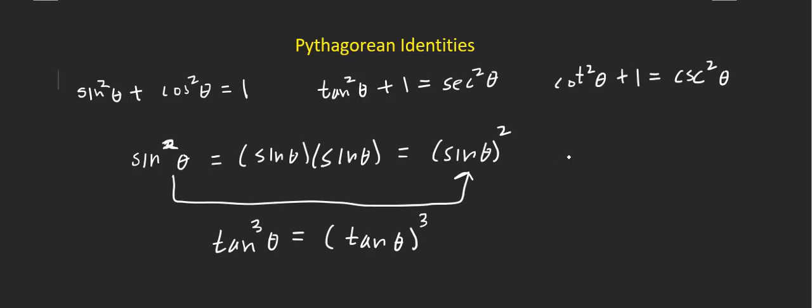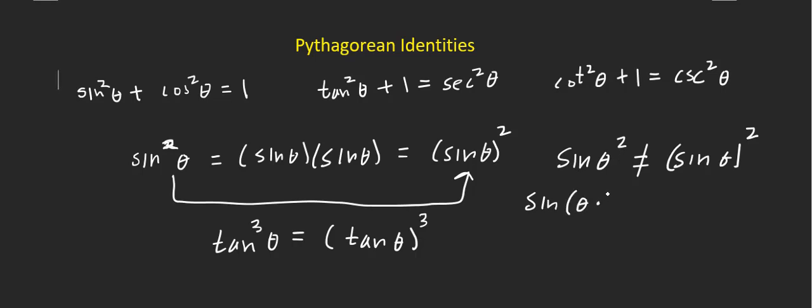Now, be careful. When you have sine of theta squared, this is not the same as quantity sine theta squared. When you have sine of theta squared, that is the same thing as sine of theta times theta. Only the theta is being squared. But on this side, this is sine theta times sine theta. So be careful with the notation.